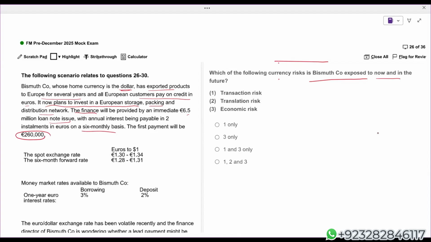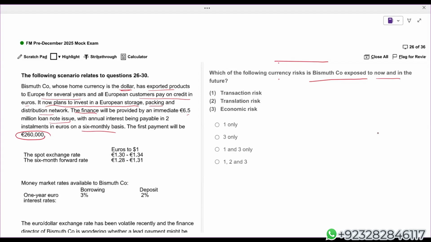The finance will be provided by an immediate 6.5 million loan note issue. Now listen, you are going to make an investment in a European country, you will be buying the non-current assets for storage, packing, and distribution network. You will be buying them in dollars, so obviously you will be facing translation risk.